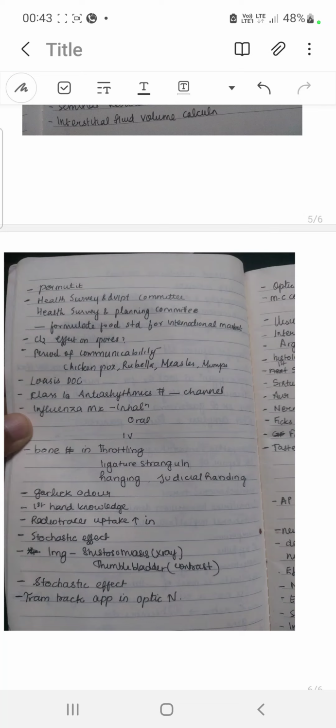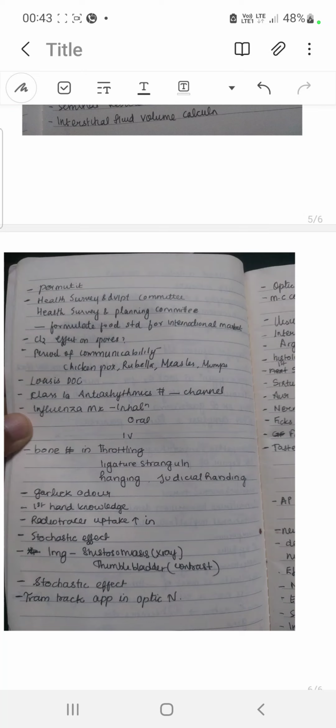IV is peramivir, parenteral. Bone fracture in throttling, that is manual strangulation, hyoid. Ligature strangulation, thyroid. In hanging, the judicial hanging, it is vertebra, hangman's fracture. Otherwise, in hanging, it is problem in carotid artery, that is intimal tear, Amussat sign. Garlic odor for phosphorus. First-hand knowledge is common witness.